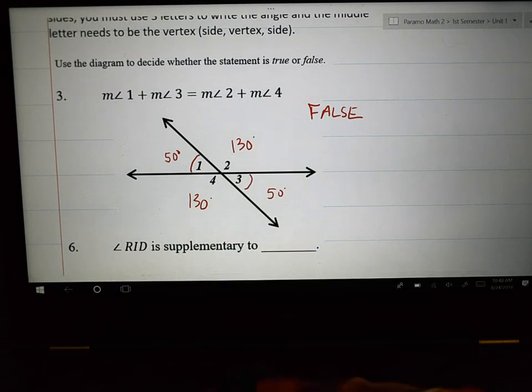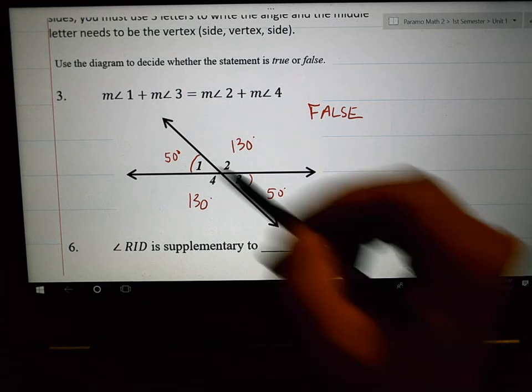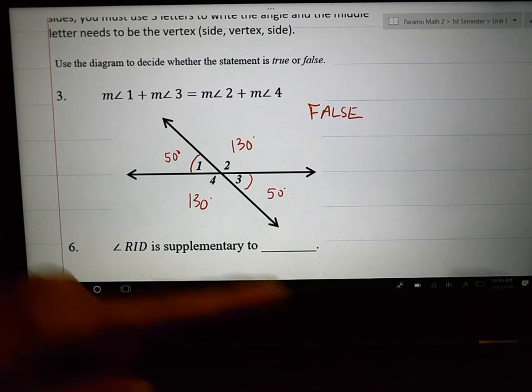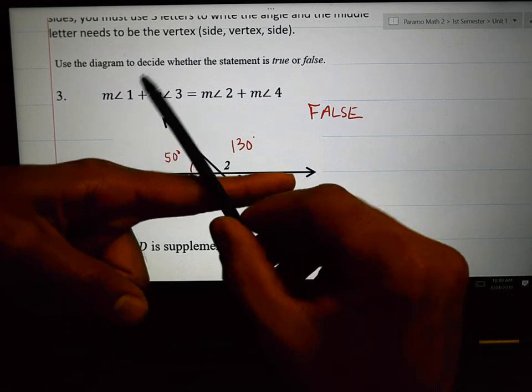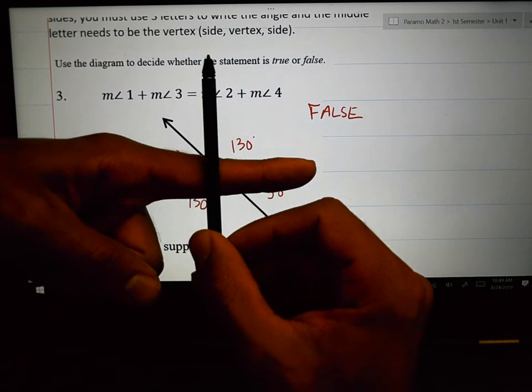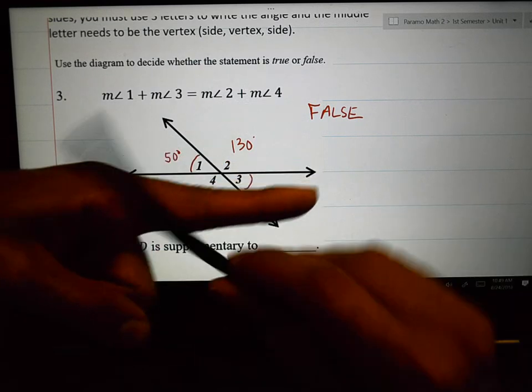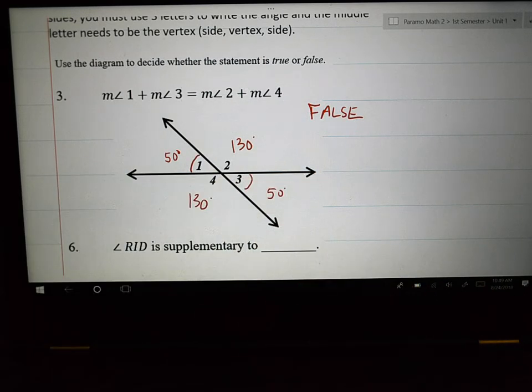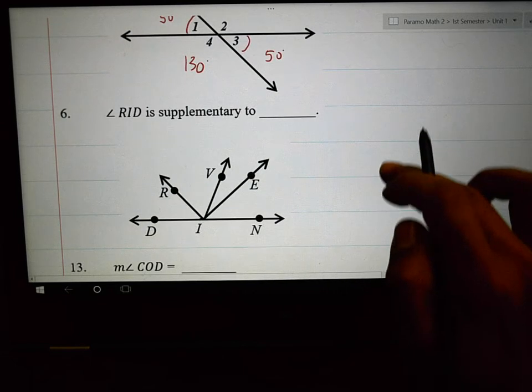Sometimes it's going to be true, sometimes it's going to be false, and your job is to see, okay, if I know that those are vertical, will that sum equal the sum of the other one, no matter what? And that's hard to say. The only time it would actually be true is if it was 90, 90, 90, 90. It's the only time it would be true, not always true.